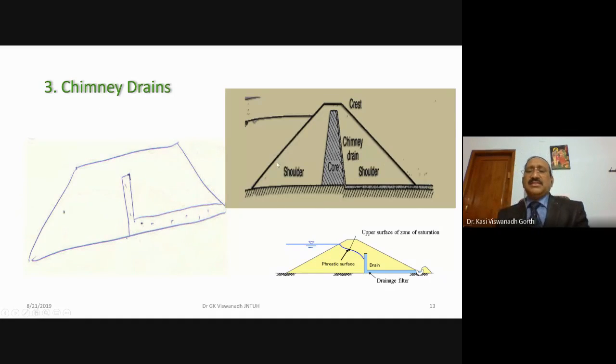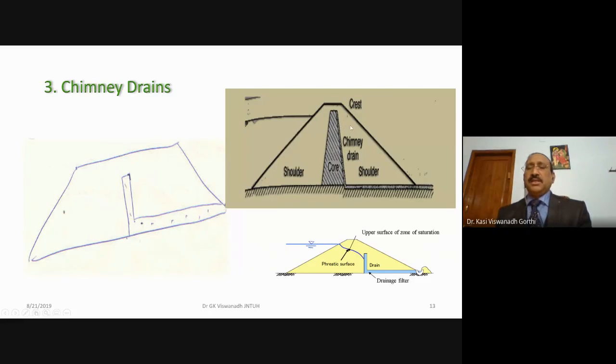For a typical section of an earth dam, a chimney drain may be provided starting from the toe portion of the dam, extending up to a certain portion where the central impervious core is provided, and it touches the body of the central impervious core till the top of the core. So this is what is called the chimney drain.